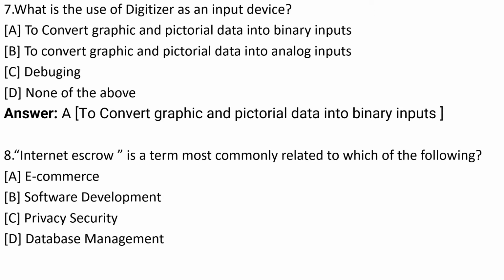Question number 8. Internet escrow is a term most commonly related to which of the following? Option A, e-commerce. Option B, software development. Option C, privacy security. Option D, database management. And the answer is option A, e-commerce.